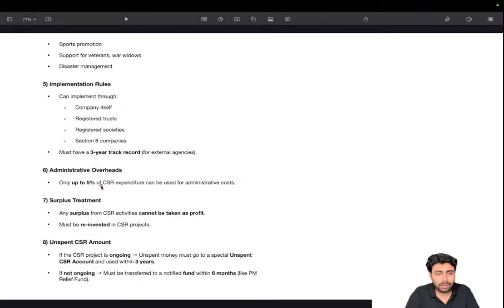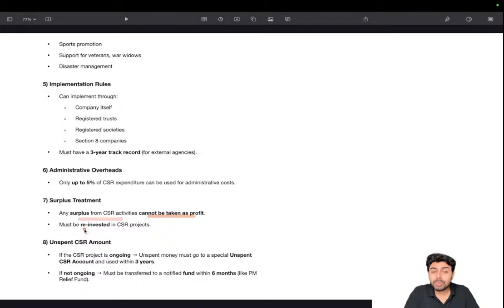Then there's administrative overhead: 5% of the CSR expenditure can be used. Again, this is another thing. Too much expenditure on administration is like a loophole in economic terms, because if they are spending too much money on administration and not the actual work, it could mean they have been siphoning the money in the name of administrative cost. So that's the thing. Any surplus amount from CSR activities cannot be taken as profit.